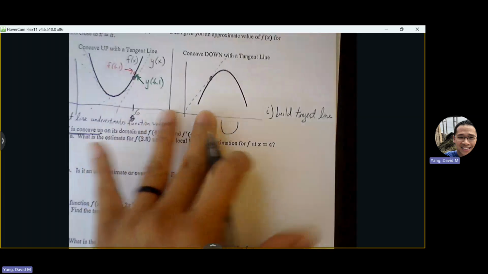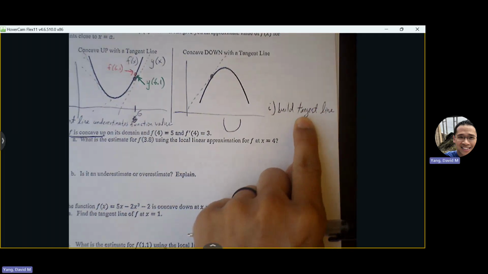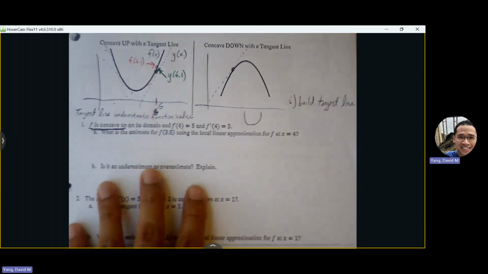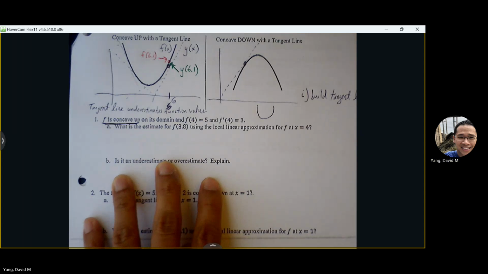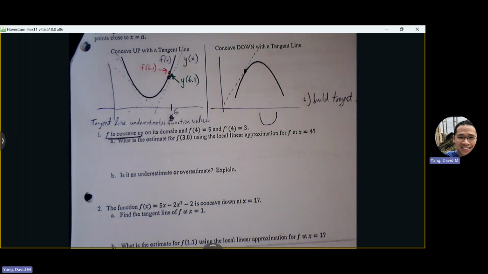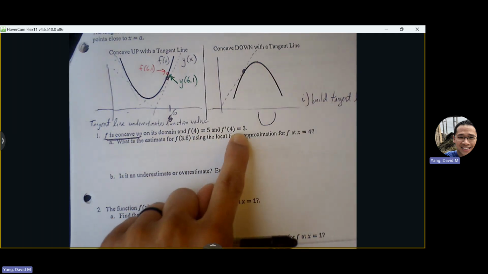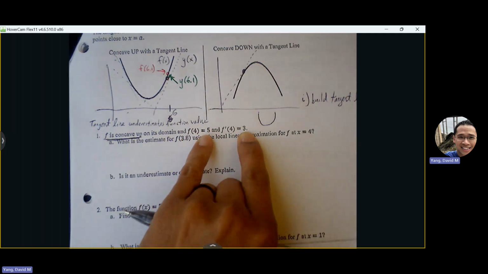We should know how to do this, right? If I ask you to build a tangent line, what information do we need? Slope and what else do we need? A point, yeah. Does the problem give us a point and a slope to work with? Yes, okay. So the point is (4, 5). The slope is 3. That's all we need to build our tangent line equation.